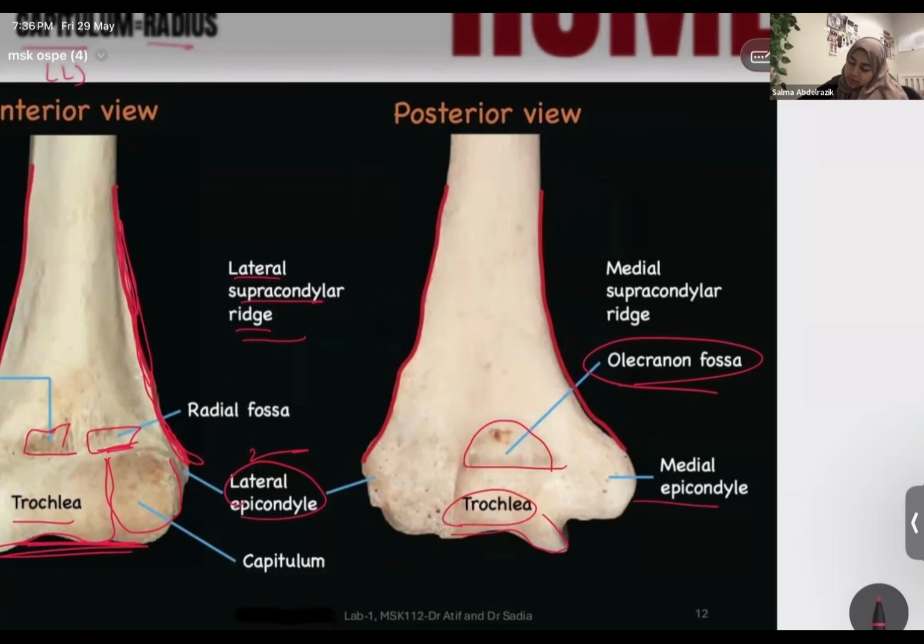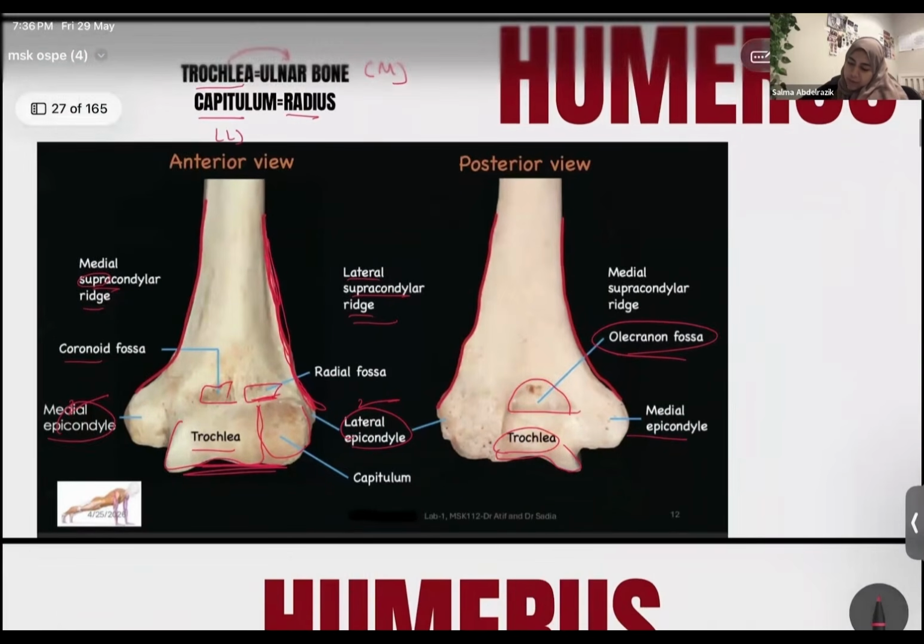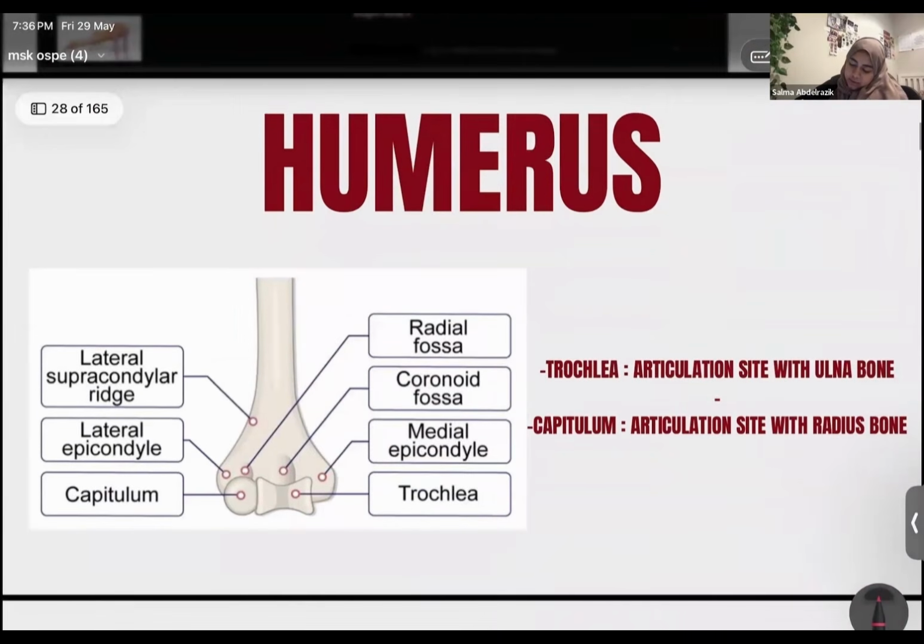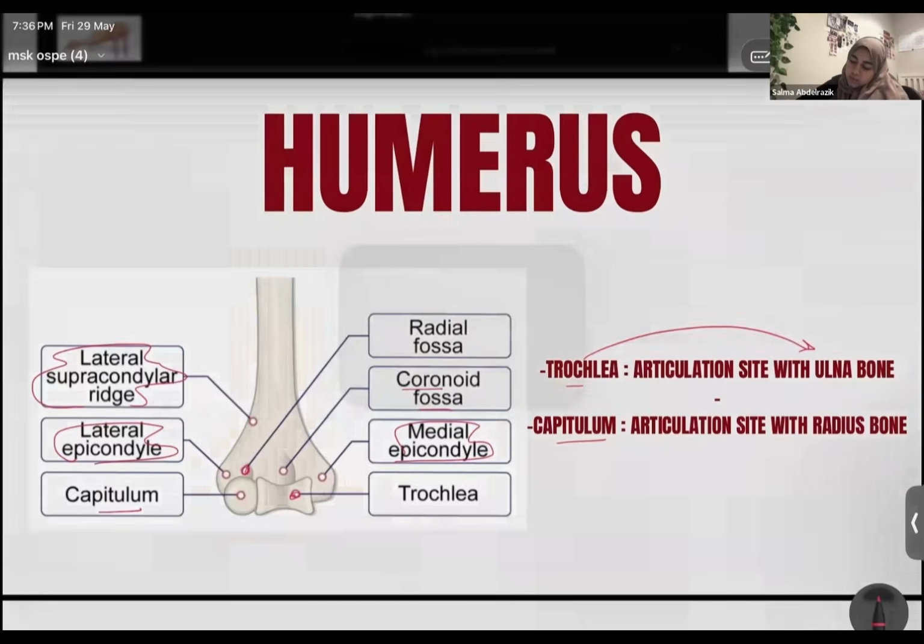Trochlea, you can see it because of this thing. I keep drawing, I don't know its name. But yeah. We have the radial fossa above the capitulum. We have the trochlea, above it is the coronoid fossa. Medial epicondyle, lateral epicondyle, lateral supracondylar ridge. Trochlea is with the ulna, capitulum is with the radius bone.